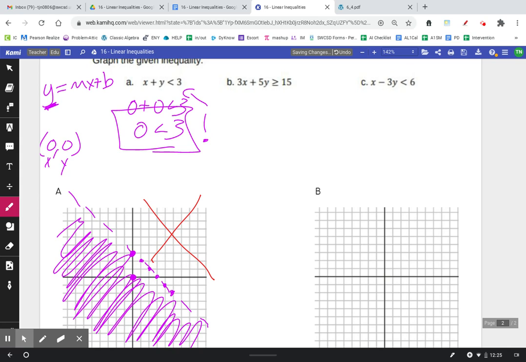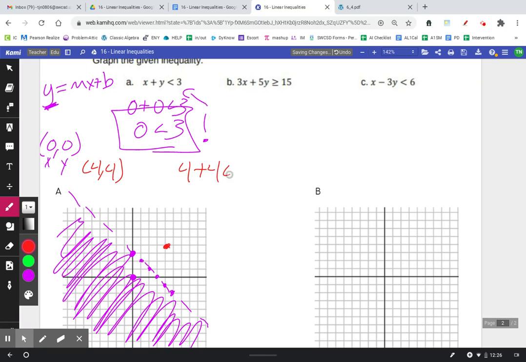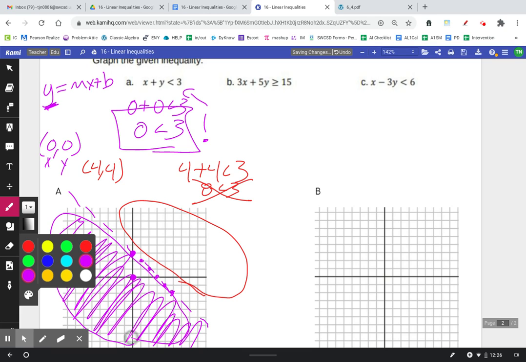Here's the point. Let's go 4, 4. 1, 2, 3, 4, 1, 2, 3, 4. That point right there. I'm going to test that point, 4, comma 4. You don't have to do this if you don't want. So now instead of x plus y is less than 3, it's going to say 4 plus 4 is less than 3. 4 plus 4 is 8. 8 is less than 3 is not true. This is not a solution. So I don't shade any of that area. All of this area are the ones that aren't solutions that make that inequality true. And this whole purple area are solutions. They do make it true.